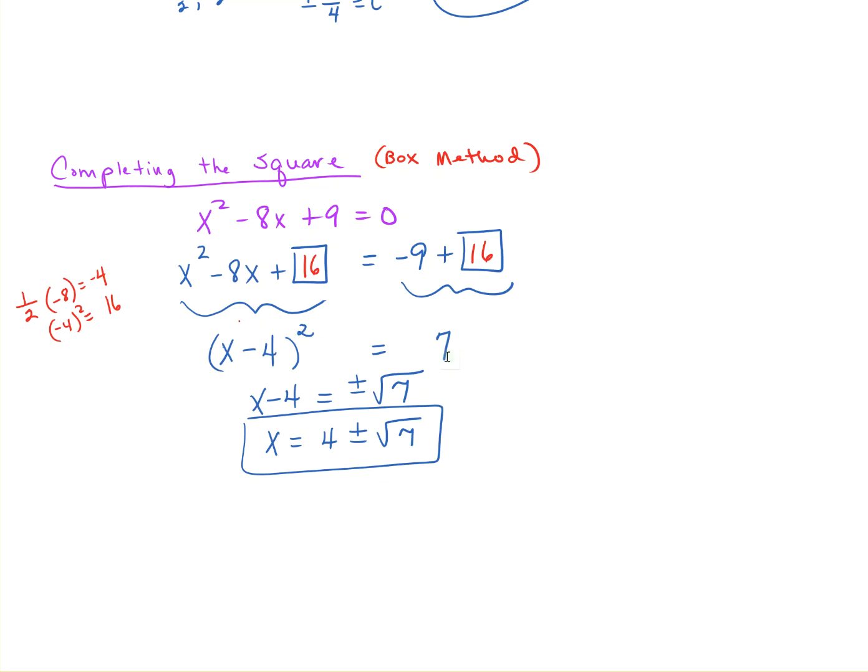This is like that square root property. Take the square root of both sides. You get x minus 4 equals plus or minus square root of 7. We can't do anything else with that. Add the 4 over. Here are your two answers: 4 plus the square root of 7, 4 minus the square root of 7.